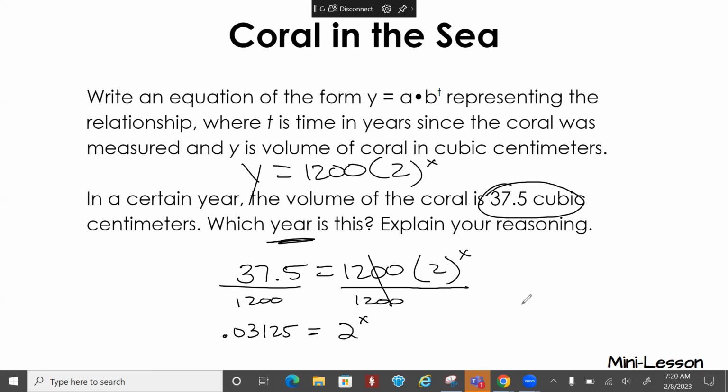Okay. Well, let me ask you this question. 2 raised to what power would give me 0.03125? Yeah, I don't know that off the top of my head either. I know it's going to be a negative number though, right? Yeah. The reason why I know that is because it's a decimal.